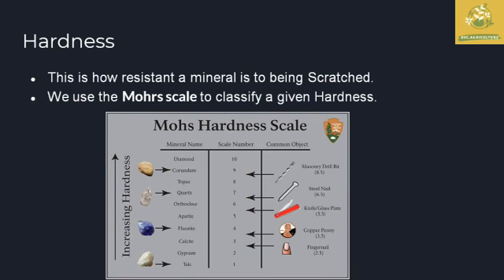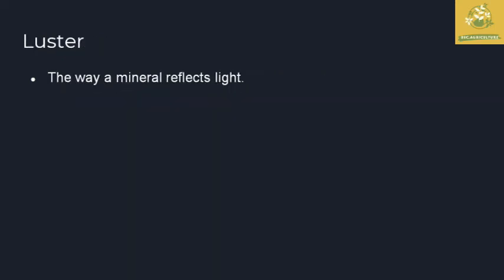And after that, the hardness. For defining hardness in different minerals, the Mohs scale is used to classify it. We can define hardness as how the mineral resists scratches. So you can see the Mohs hardness scale.